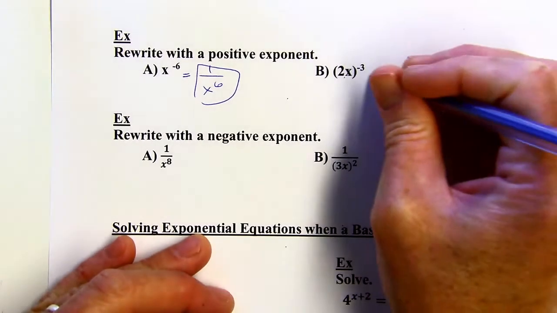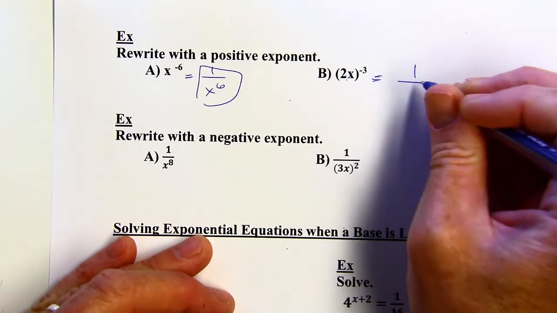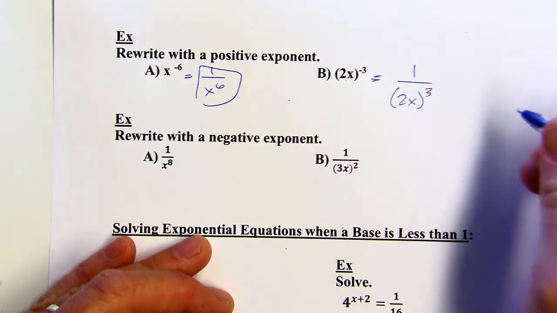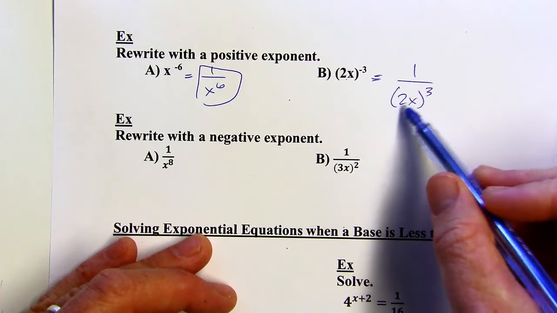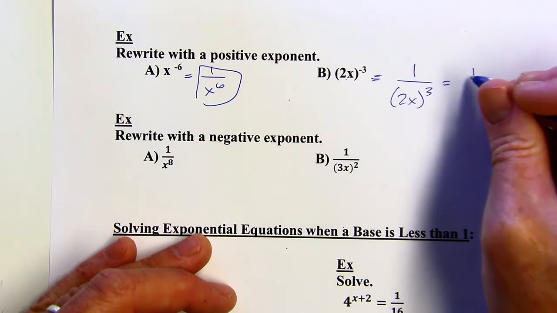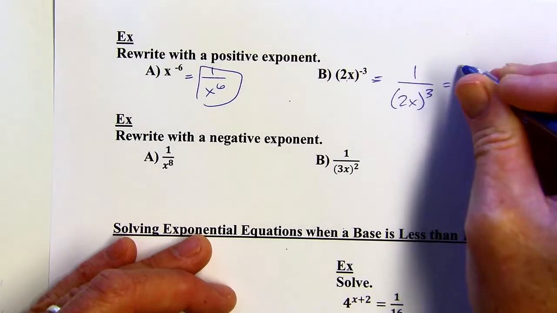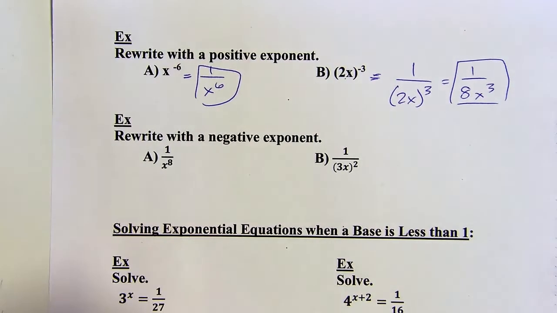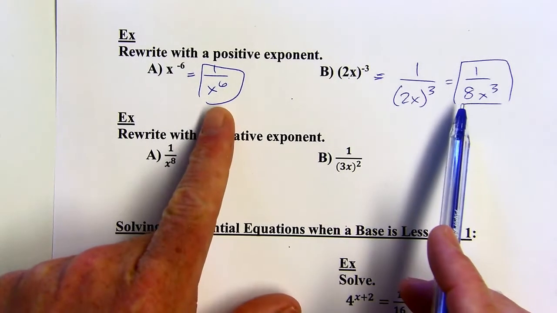Okay, and likewise, this quantity, 2x raised to the negative third, is going to be the same as 1 over the quantity 2x to the third. Okay, so you could write it like that. If you wanted to write it without parentheses, you'd want to cube the 2 and the x. So 2 to the third is 8, and x to the third is x to the third. So that's what it would look like completely simplified there. Okay. All right. So if you notice these, you put 1 over something, and then it's with a positive exponent.